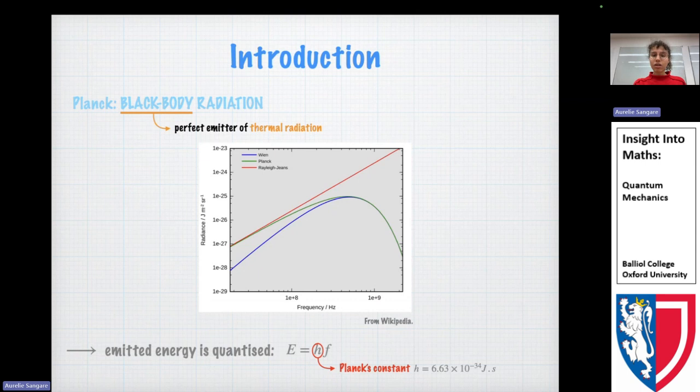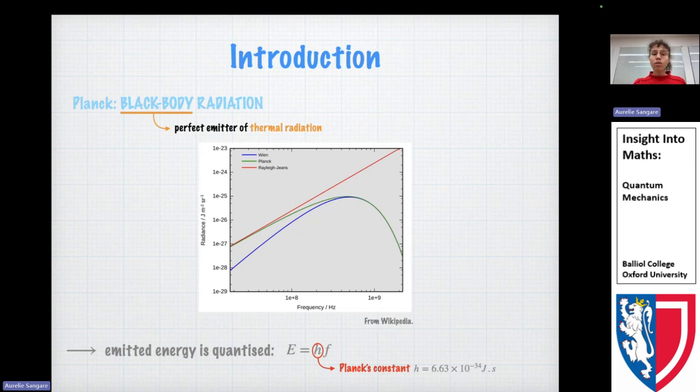And the Rayleigh-Jeans law fits the experimental results very well for low frequencies, but not for high frequencies. So if you go to the right on your x-axis, so you take your frequency to infinity, then you see that the radiance becomes infinite, which is really inconsistent with reality, with what you would expect from experiments. And this is what we call the ultraviolet catastrophe.